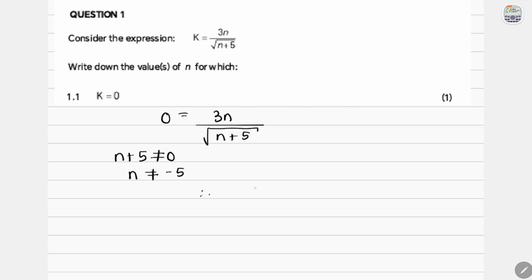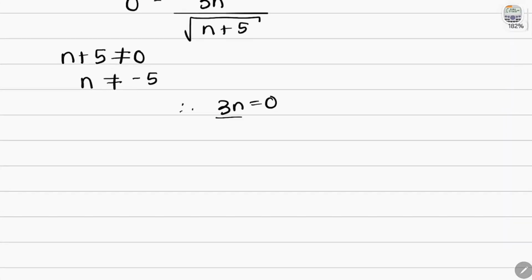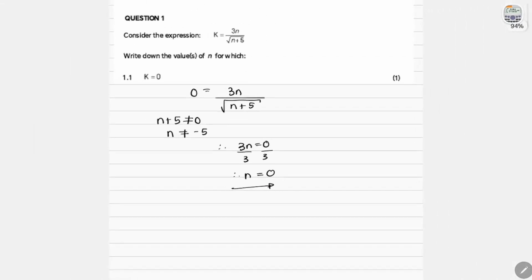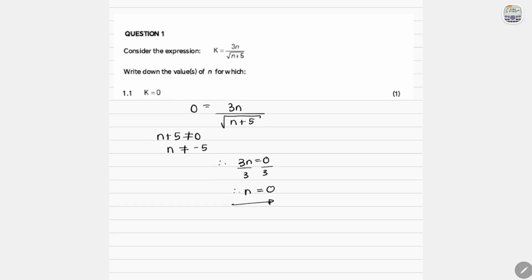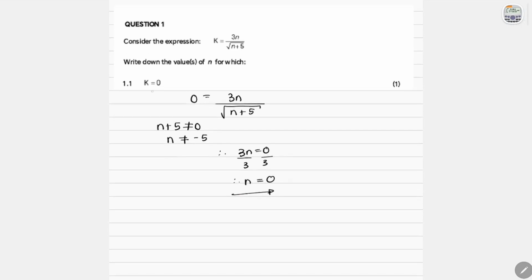Okay, so that would mean that 3n should simply be equal to 0. And then we can divide both sides by 3. And n should simply be equal to 0. And that is our answer. n should be equal to 0 if we are saying that k is equal to 0. That would be the value of n for which k would be equal to 0.